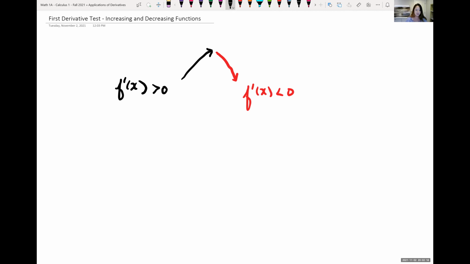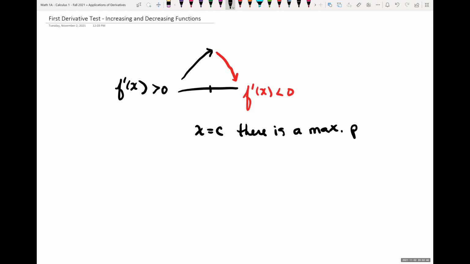And so notice if we have something which is coming up and it's increasing and then turning around and then decreasing, notice this value right here. Let's maybe call it C. At x equals C, there's going to be a maximum point.